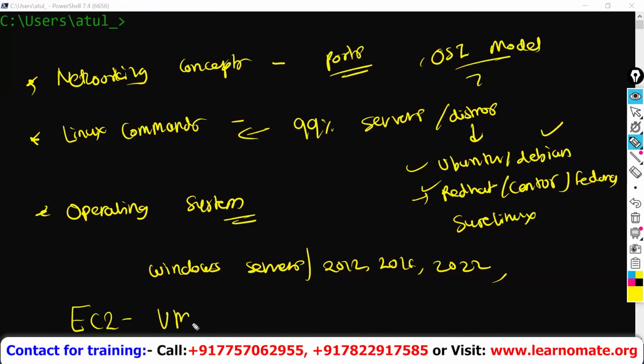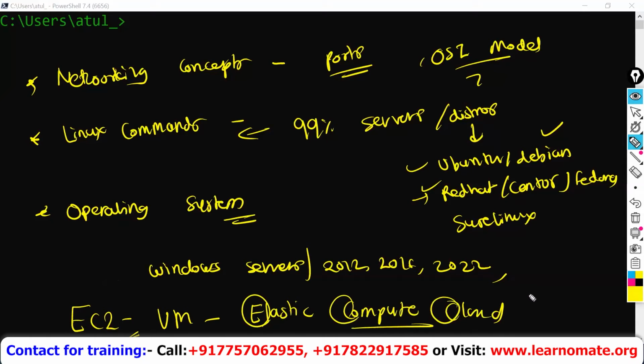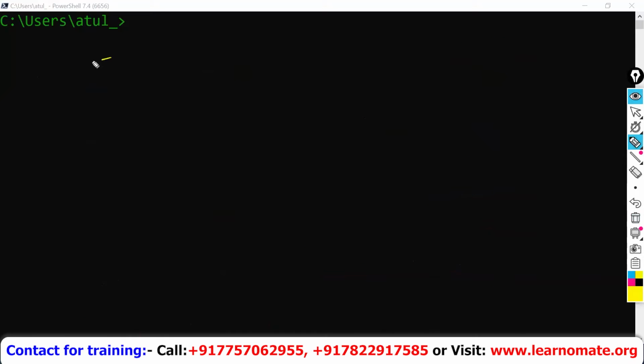virtual machines. The full form of EC2 is Elastic Compute Cloud. So we take E from Elastic, C from Compute, and C from Cloud. All together, you get EC2. Now, using the EC2 service, you are launching different virtual machines.